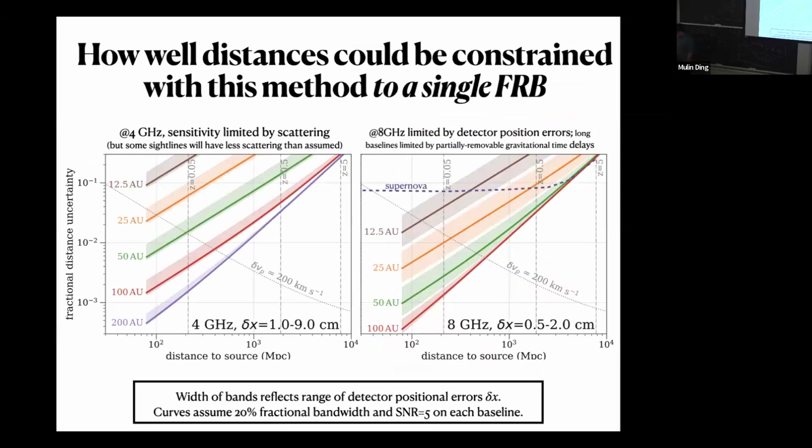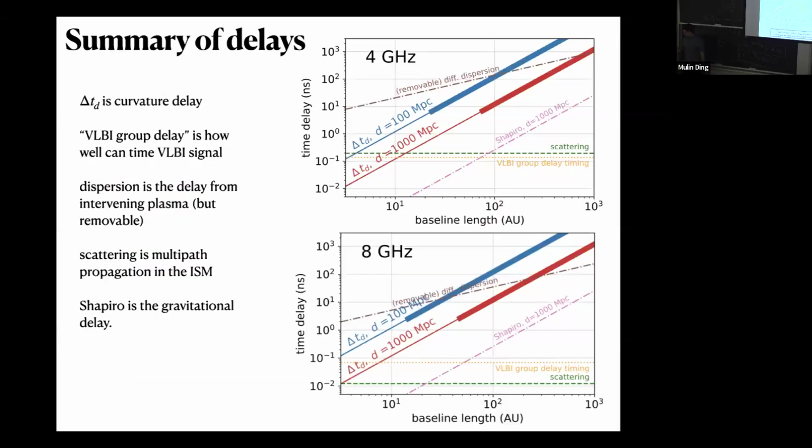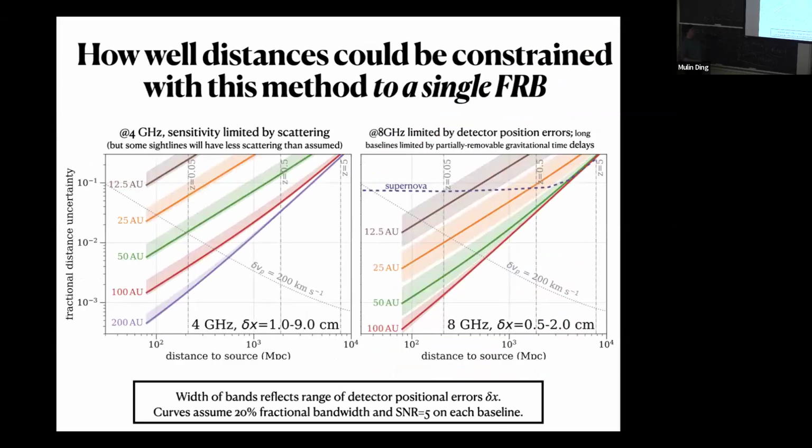So these are the predictions. You take all of these numbers. What was the VLBI group delay timing? It's just how well you can align voltages between your 2 telescopes, so it's roughly the inverse of the bandwidth. Here we assumed a bandwidth of a gigahertz, or 20% fractional bandwidth.